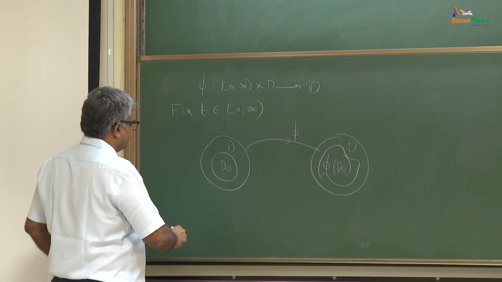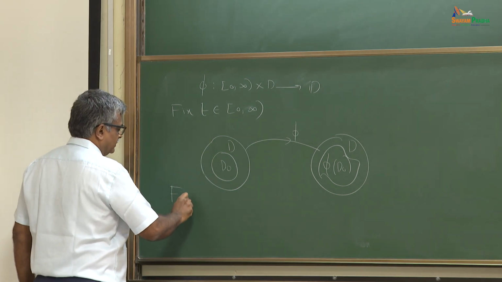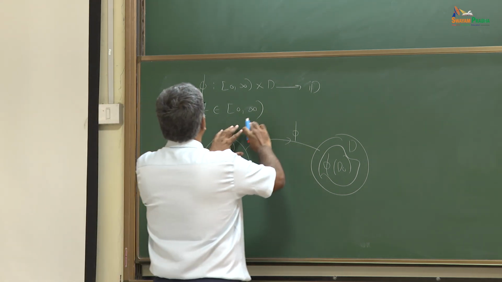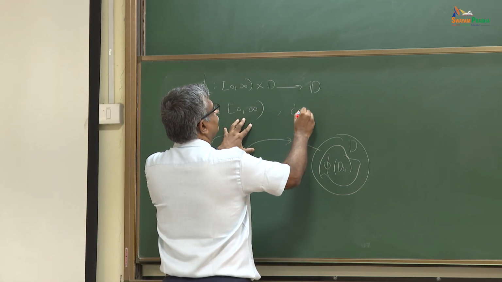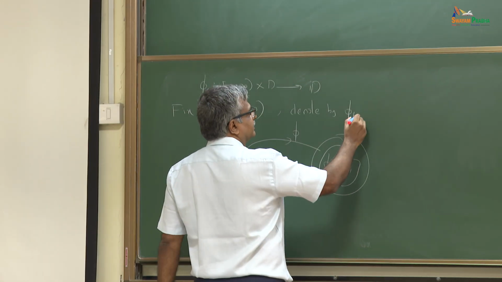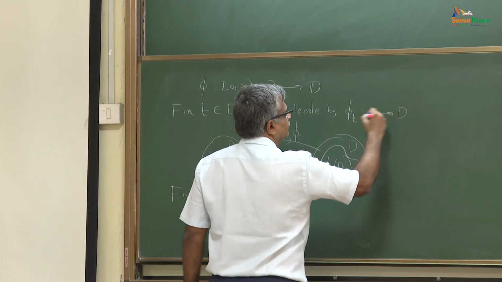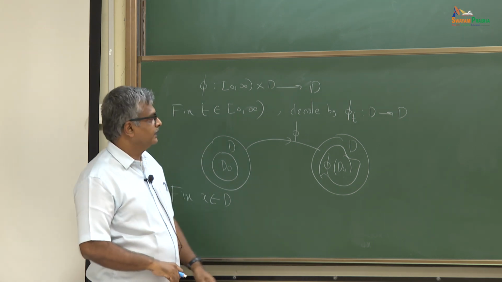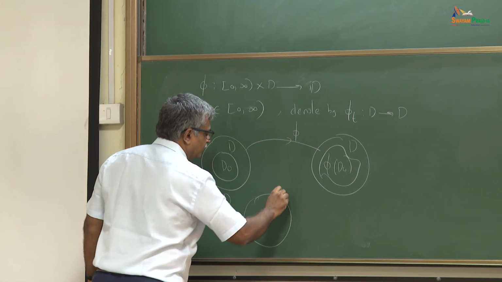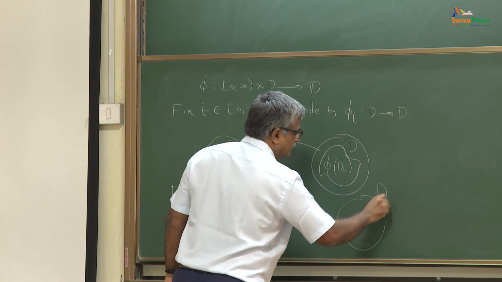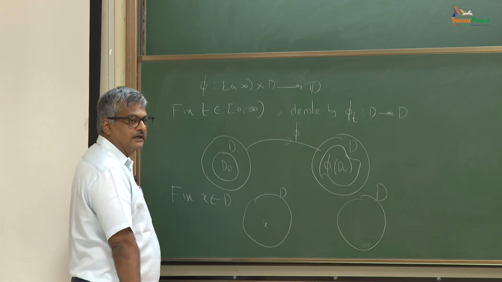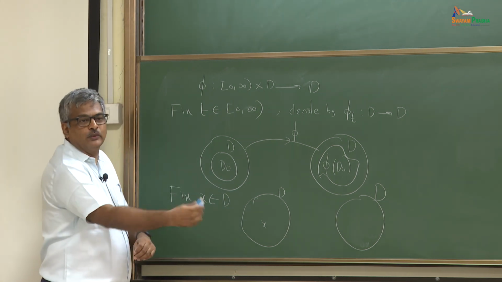The other way is now fix x in D, right. So this map, when you do this fix, we'll denote it by phi t now, with a subscript. So this is a map now from D to D because you have frozen t, right. And now you fix x, what happens? So you have D. Now x is fixed, that means it's a point, and you are allowed t to vary now.